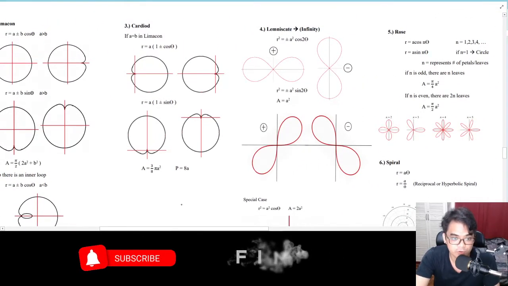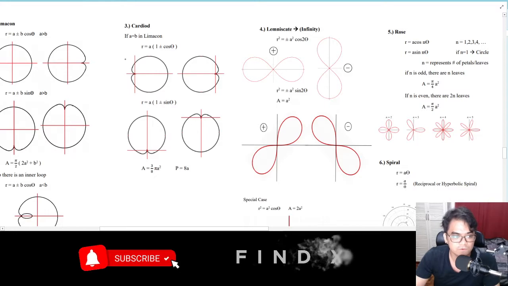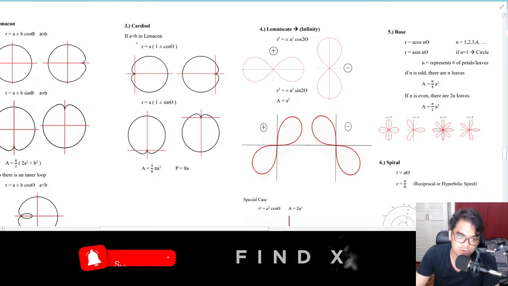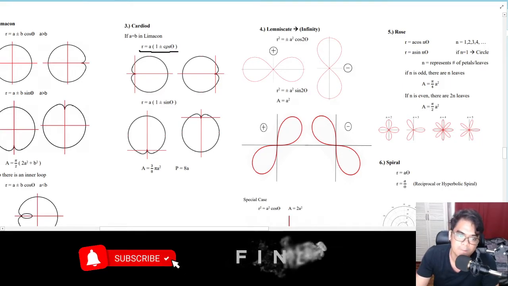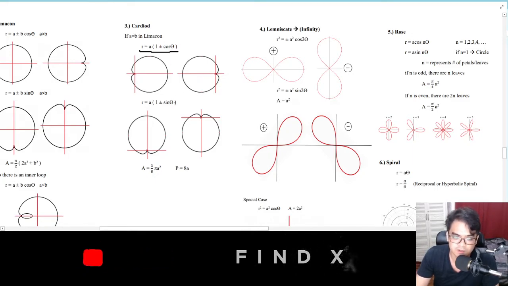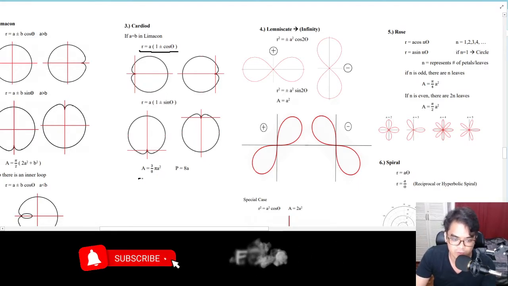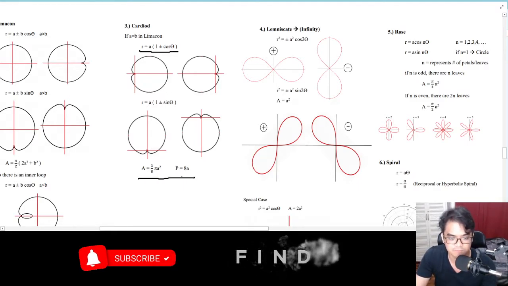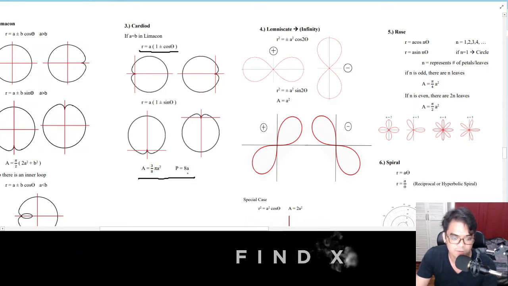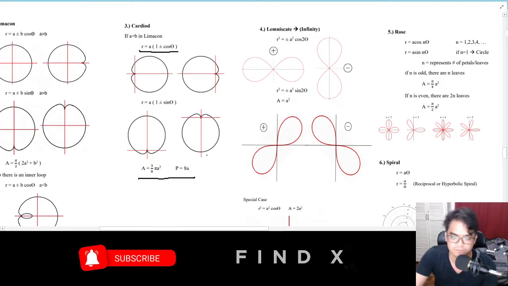Next, we have the cardioid. From the Limaçon, if a is equal to b, it will be a cardioid. So the equation will look like this: r equal to a times (1 plus or minus cosine theta). So this will be the graph, and if it is in sine theta, this will be the graph. And the area will just be very easy, 3 over 8 pi a squared, and the perimeter will be 8a.